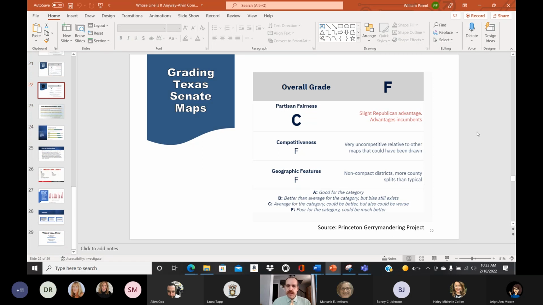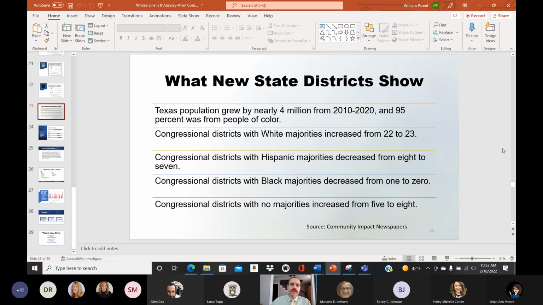This is grading Texas Senate maps. Once again, we received a C for partisan fairness, an F for competitiveness, and an F for geographic features. What new state districts show? Texas population grew by nearly 4 million from 2010 to 2020, and 95% of that growth was from people of color. In fact, for every white person here in the state of Texas that was added over the last 10 years, from 2010 to 2020, we see that number is tenfold for people of color.